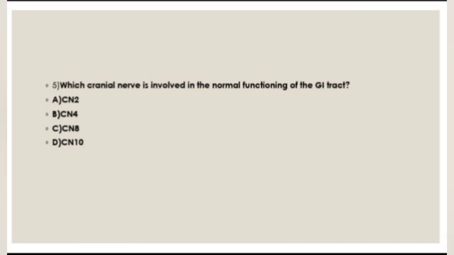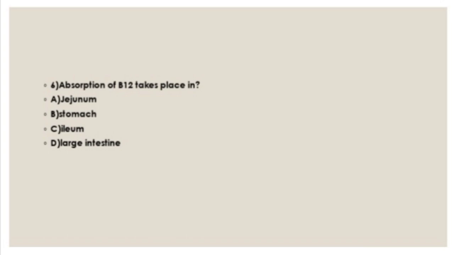Which cranial nerve is involved in the normal functioning of the GI tract? Option A is cranial nerve 2, option B cranial nerve 4, option C cranial nerve 8, option D cranial nerve 10. The correct answer is option D cranial nerve 10. It is vagus nerve. Next. Absorption of B12 takes place in option A jejunum, option B stomach, option C ileum, option D large intestine. Correct answer is option C, ileum.